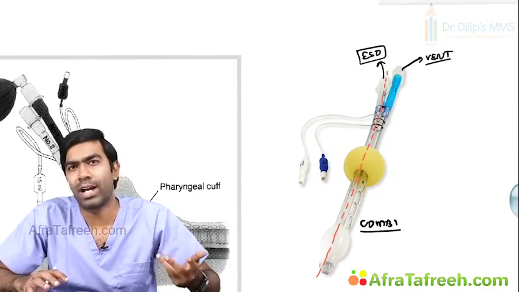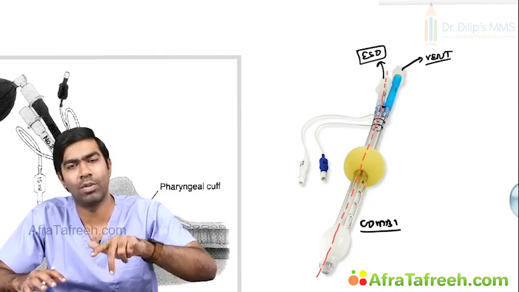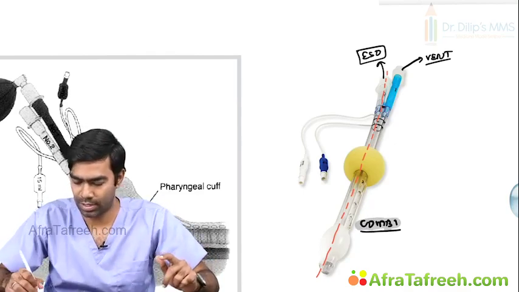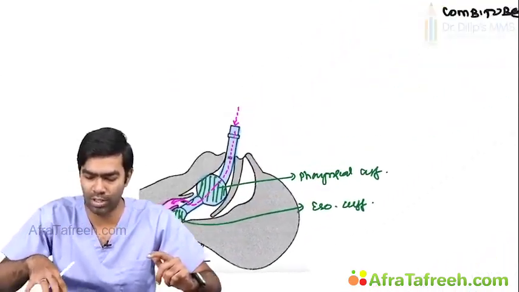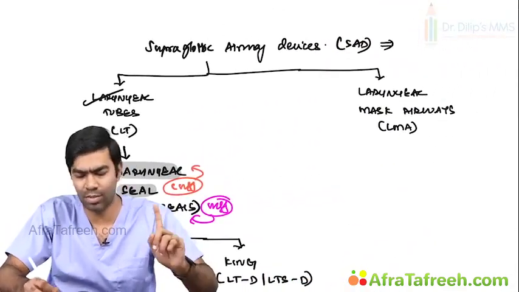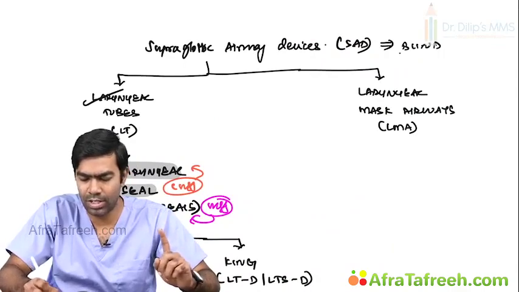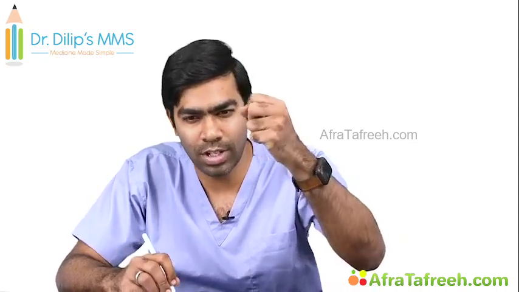But you might ask me one question. What if I accidentally place this combi tube, this is a combi tube, right? So that's what we have been discussing. What if I accidentally place it into the trachea rather than the esophagus? Remember, all the supraglottic airway devices are blind airways, which means you are inserting blindly. You don't have proper evidence, unlike a tracheostomy, a cricothyrotomy, or an endotracheal intubation, where you know where the device is going.